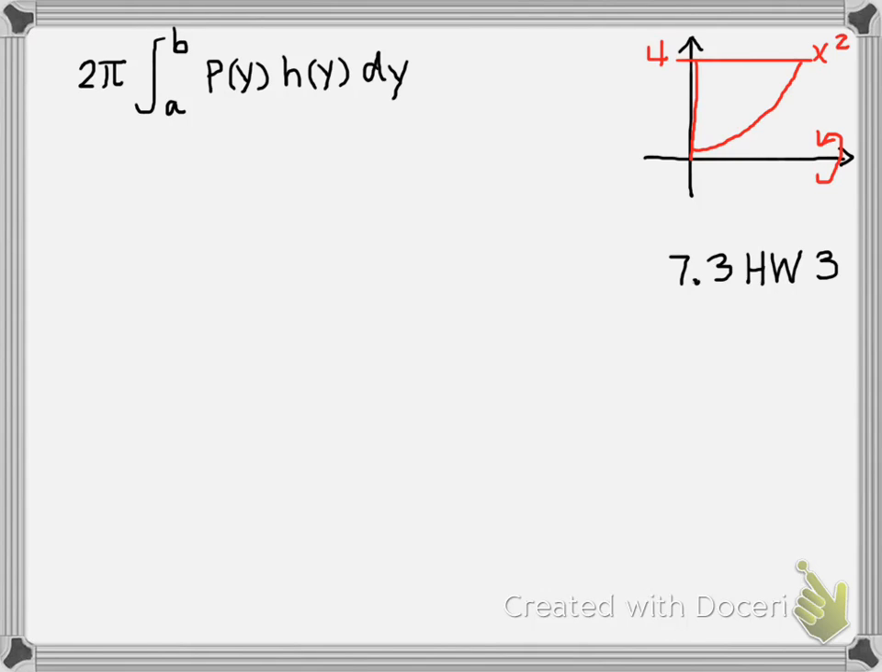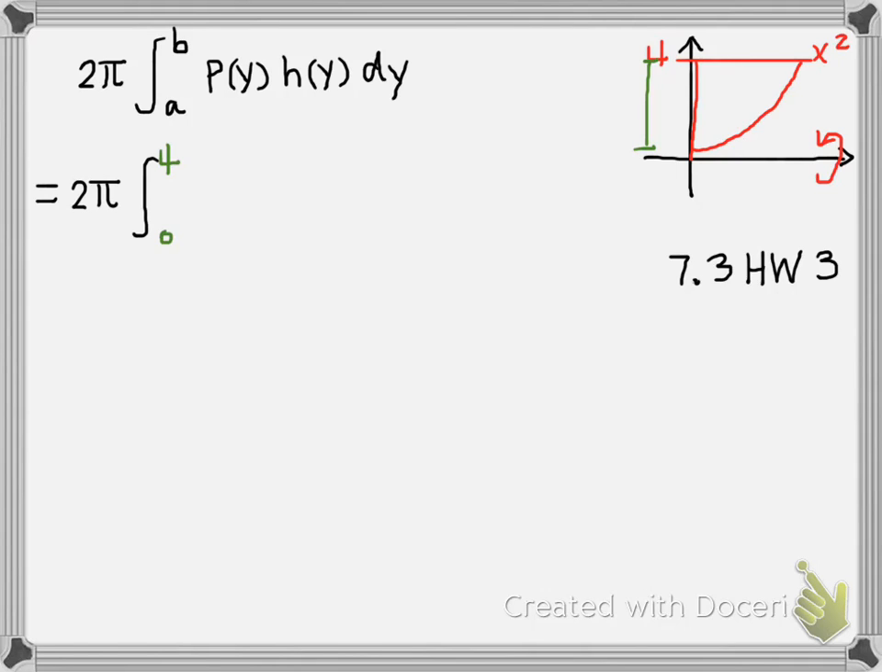Then we plug in the numbers. So it equals 2 pi times the integral from a to b. And because we are doing dy, we need to look at the y range that the region covers. So it's from here to here. So y is from 0 to 4.